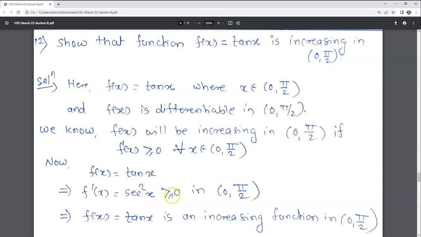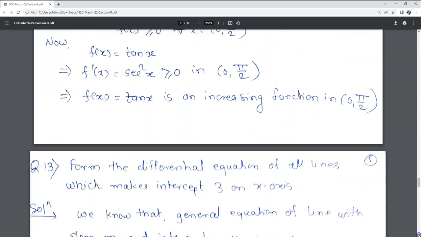Now sec square will be greater than or equal to 0. Why? Because cos 0 is basically 1, correct? And then cos pi by 2 is 0. And all the values in between are positive. Since the cos in this is positive, sec will be positive and sec square will be positive because it's a square, obviously, right? So the first derivative is always greater than or equal to 0 in this interval, and this is differentiable as well. That's why we can directly say f of x equal to tan x is an increasing function in 0 to pi by 2. Easy. Now let's look at the next question.